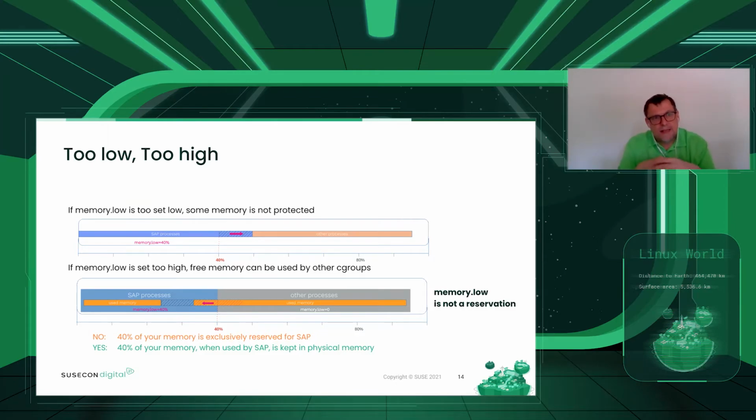What happens if I set memory low too low or too high? Too low, it's obvious. That part which is not protected will be swapped out if it comes to a memory pressure situation. So that's what is expected. If you set it much higher than the memory consumption of the SAP processes, it's not a big problem, because, and this is important to know, it is not a reservation. So we don't tell the kernel this amount of memory is exclusively reserved for SAP applications. That is not the case. See it more as a guarantee. So this amount of memory is kept in physical memory when SAP processes use it.